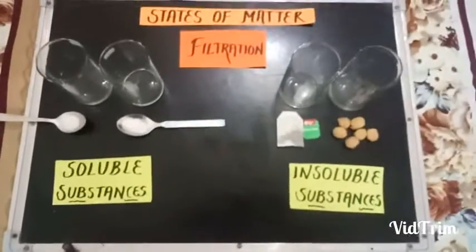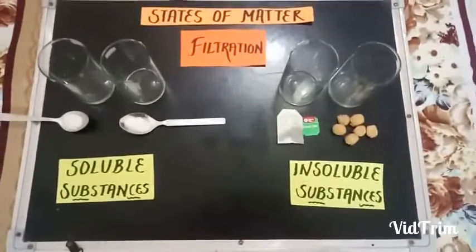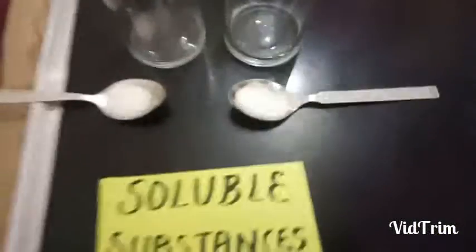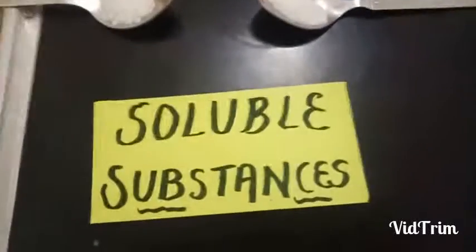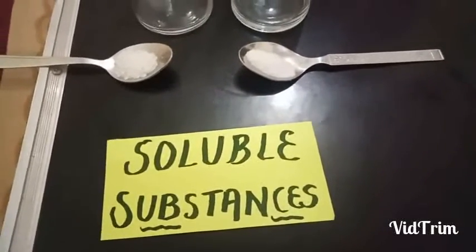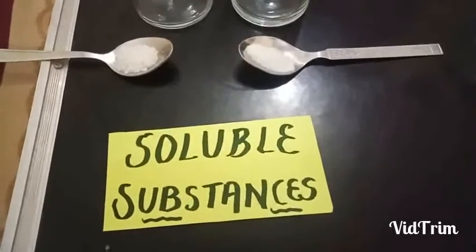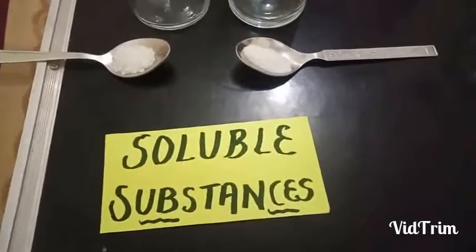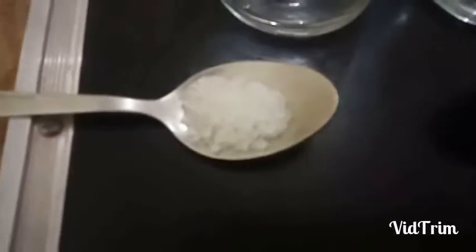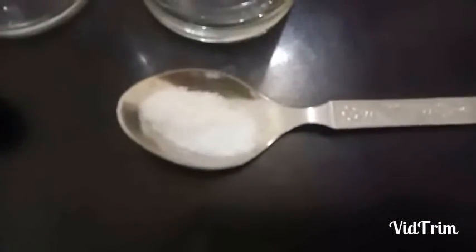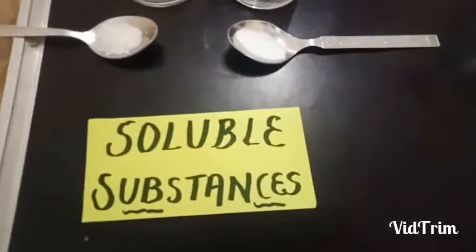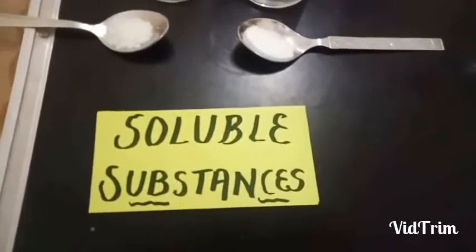But you must be wondering what soluble and insoluble substances are. Okay, so let me tell you. Soluble substances: the substances which dissolve in water are known as soluble substances. For example, here you can see sugar, right? And here you can see salt. So salt and sugar both are examples of soluble substances.